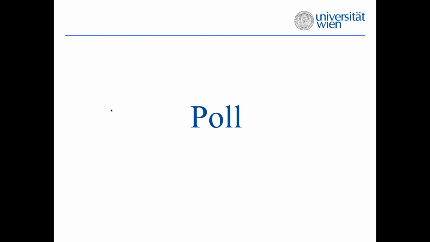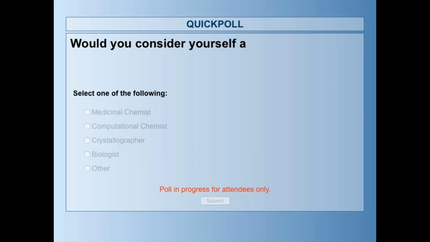We want to get to know you a little bit better, see what kind of scientists we have in the audience. And the first poll is about what's your background? So you have a few choices here. Would you consider yourself either a medicinal chemist, a computational chemist, crystallographer, biologist, or any other kind of science? And the poll will run for a few more seconds. You can see there's a more or less clear winner.